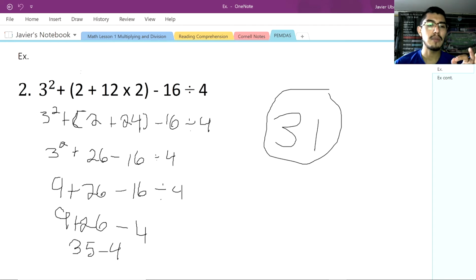Parentheses, exponents. Do we have any exponents in here? No. Do we have multiplication? Yes. So you can do 12 times 2. So you can write it again. 3 squared plus 2 plus 24 minus 16 divided by 4. So you keep going in the parentheses. 3 squared plus 2 plus 24 is 26 minus 16 divided by 4. Now that we have all the parentheses done, we can move on to the next one, which is exponents.